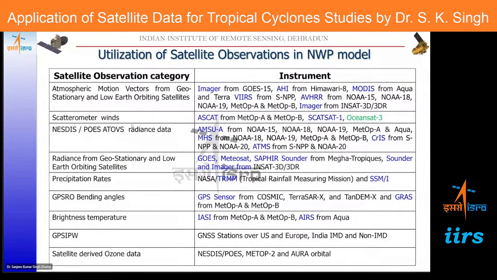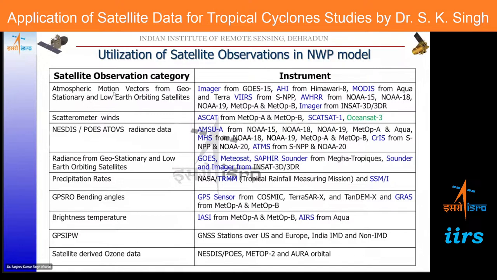So in the real time situation, because the IMD is the operational forecast agency, they run so many models. The operational model is the GFS, and other models they are also running. They are daily assimilating a number of satellite observations. Whatever satellite observation goes into the numerical weather prediction model, based on that the forecast has improved a lot.